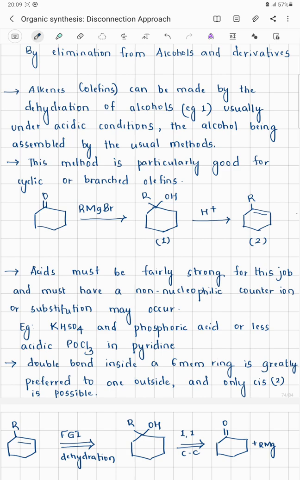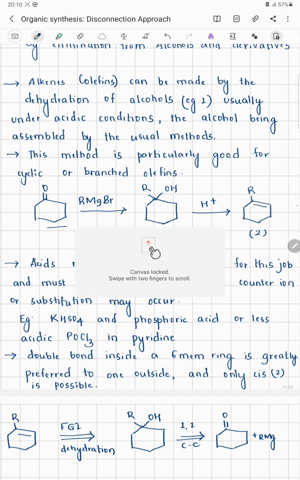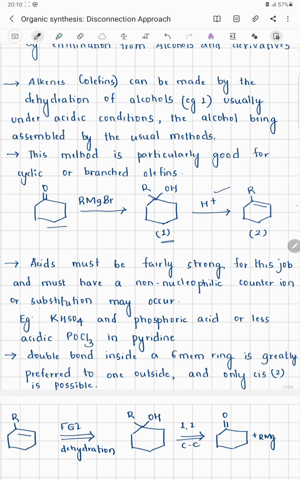For example, if there is a cyclohexanone system, when it reacts with a Grignard reagent like RMgBr, it is going to give me a cyclohexanol system, that is compound number 1. Under protonation, the proton attacks the OH, so that elimination takes place by removal of the OH and we get an alkene system.